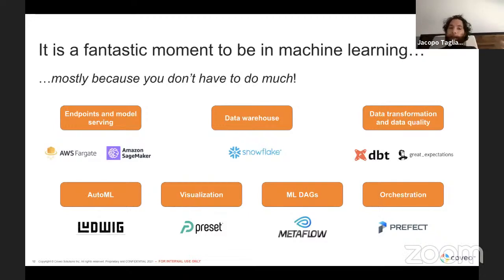AutoML is how you pick the model. Again, in this idea that models are important, but they're becoming implicitly commoditized, especially in the first iteration phase. Ludwig, from my friend Piero, is an excellent choice. On the visualization side, Preset, and then we have Metaflow for DAGs and orchestration. We pick Prefect, but it can be Airflow, which is excellent as well. And there are all sorts of tools you can use to simplify your life.